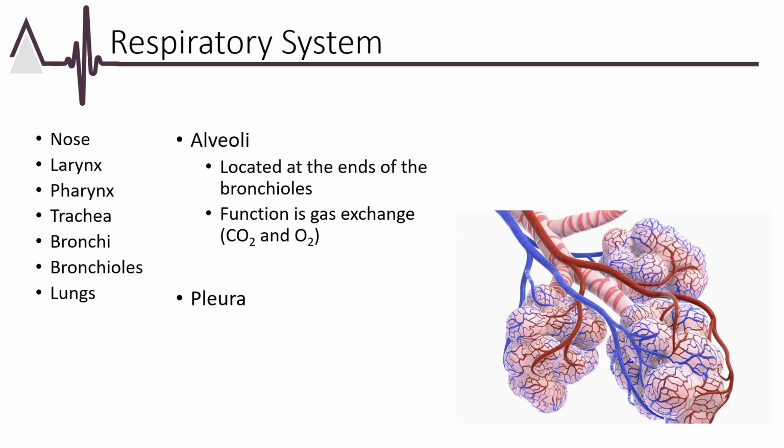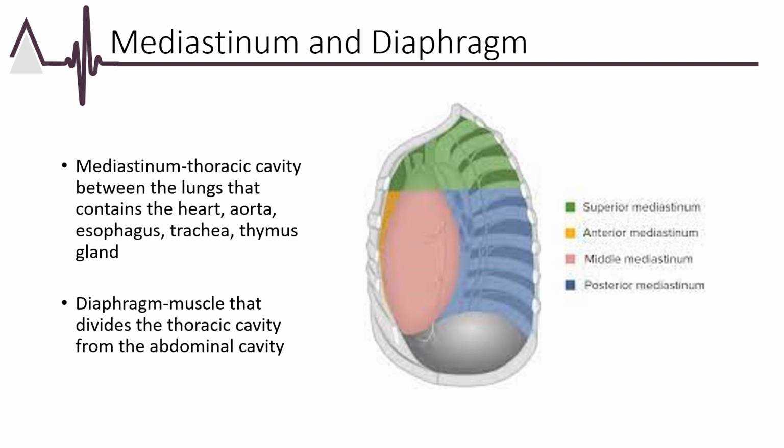Understanding the anatomy of the respiratory system is critical to proper code selection. The respiratory system is made up of several structures that work together to facilitate breathing and gas exchange. Please take a moment to review the anatomy of the respiratory system. The mediastinum and diaphragm are both structures that are important for the functioning of the respiratory system. The mediastinum is an area in the middle of the chest that separates the two lungs.